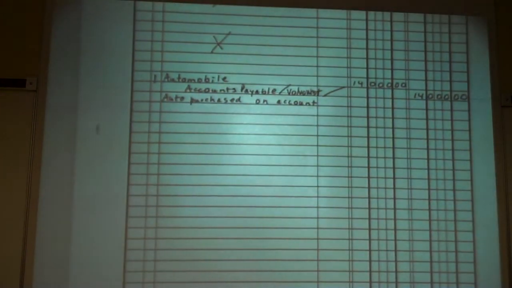So this one is called automobile, accounts payable, and I use the diagonal, although we're not posting yet to those subsidiary ledgers, and I put the diagonal in the post reference column. Eventually we'll post those twice. I have as a description auto purchased on account. If we know it's accounts payable, did I have to have on account? Probably not. Just purchased auto.